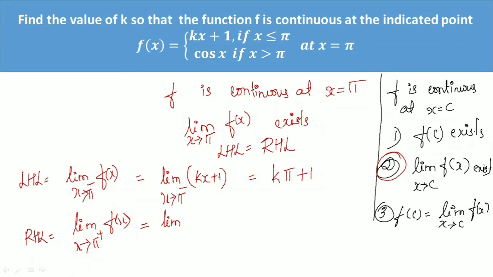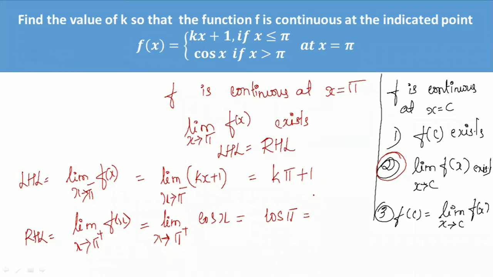The second one I have to use is cos x, as x tends to pi from the right. Now that is equal to, in place of x, substitute pi. So what you'll get? Cos pi. What is cos pi?